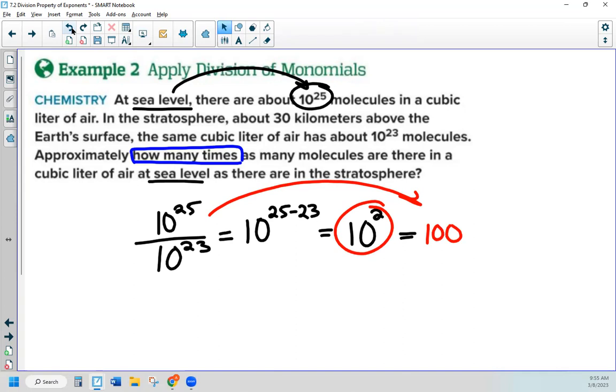10 times 10 to the second power is 10 times 10, which is 100. That's my answer. There's nothing else. It's 100 times bigger. So at sea level, we have 100 times more cubic liters.